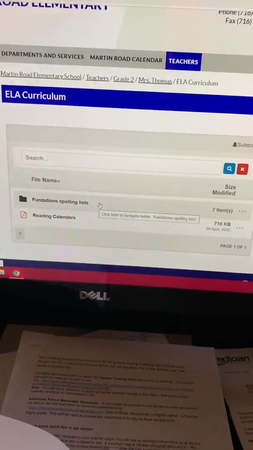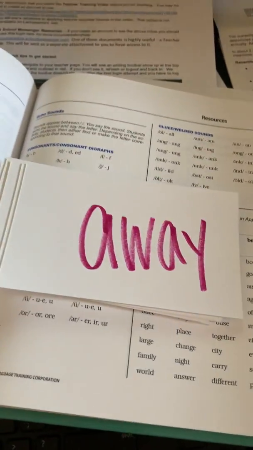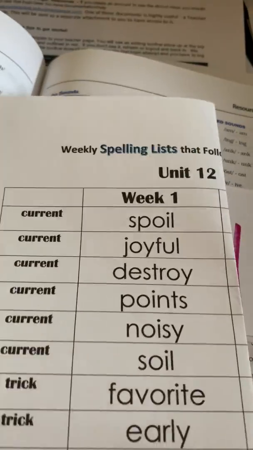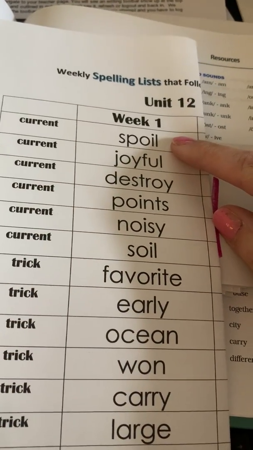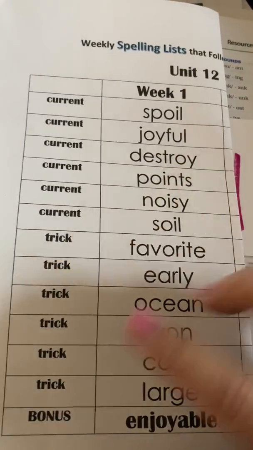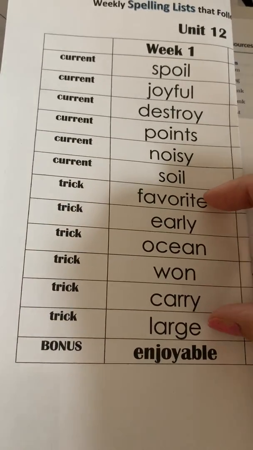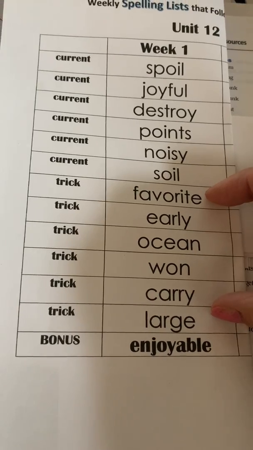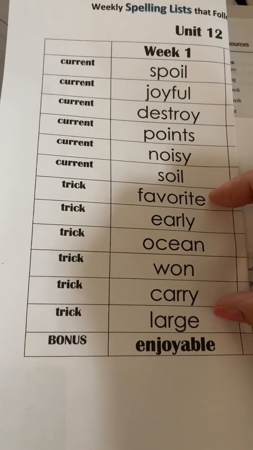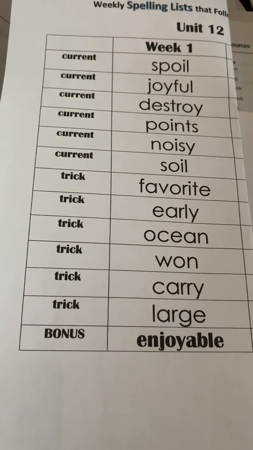Now today for Fundations, it is Thursday, so we are going to play Trick Word Thursday. We are on Unit 12. This is our list for the week. We were talking about OI and OY words. And then some of our words on our spelling list are trick words from here to here. Trick words are the ones that you cannot tap out. You have to memorize them because they do not follow the patterns that we're learning.